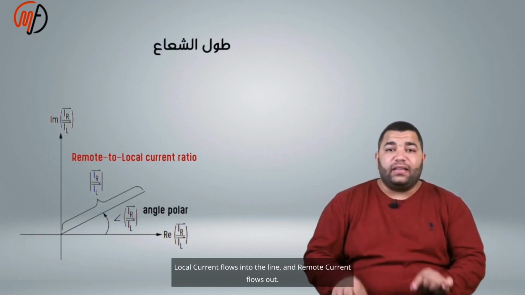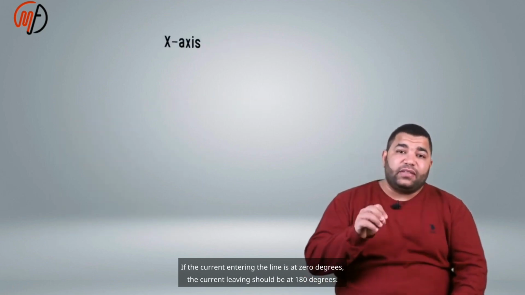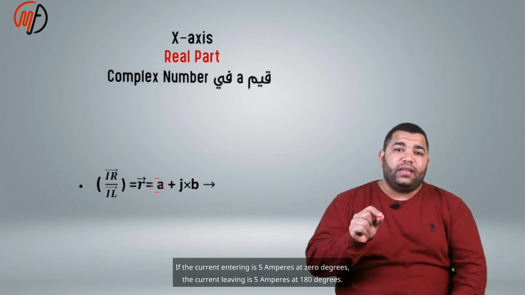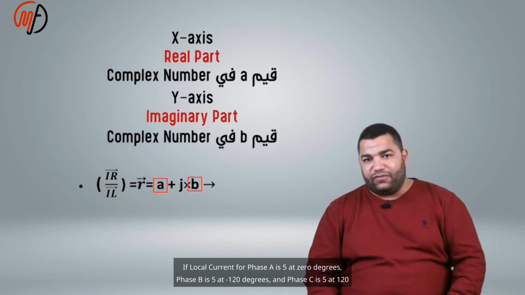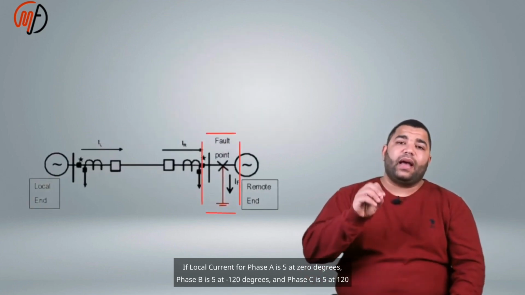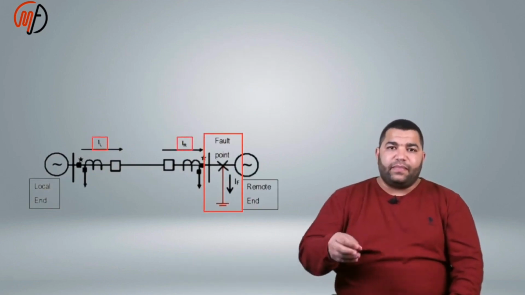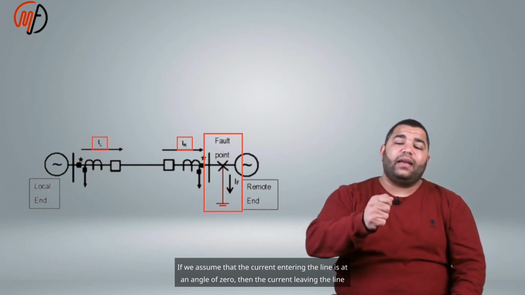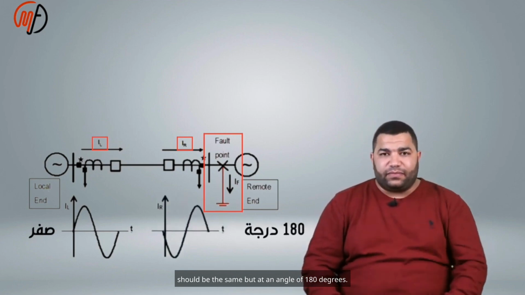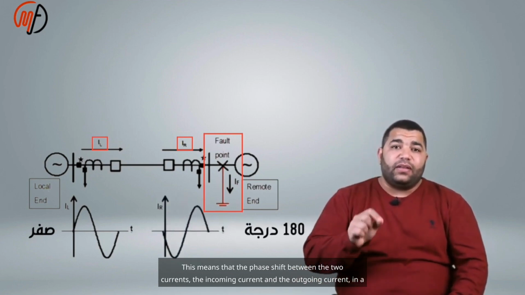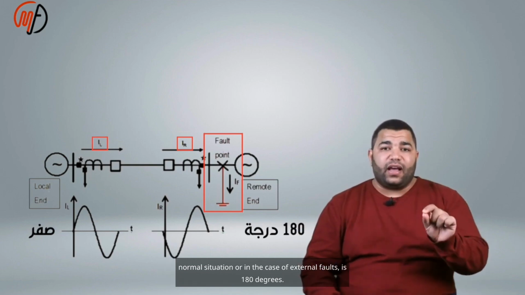Local current flows into the line, and remote current flows out. If the current entering the line is at 0 degrees, the current leaving should be at 180 degrees. If the current entering is 5 amperes at 0 degrees, the current leaving is 5 amperes at 180 degrees. If we assume that the current entering the line is at an angle of 0, then the current leaving the line should be the same, but at an angle of 180 degrees. This means that the phase shift between the incoming current and the outgoing current in a normal situation, or in the case of external faults, is 180 degrees.